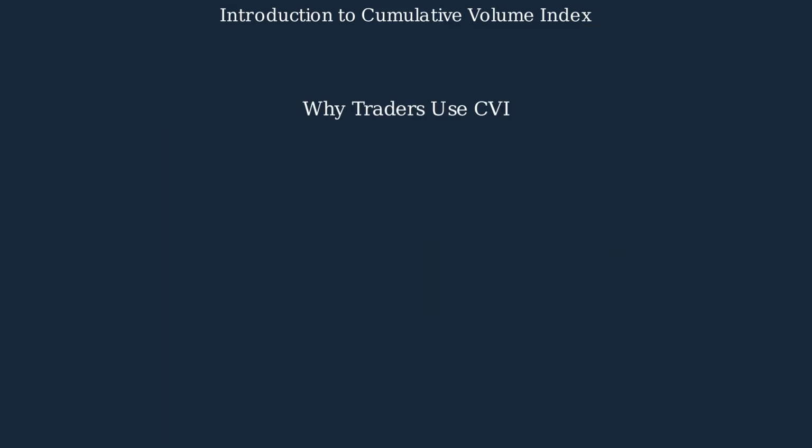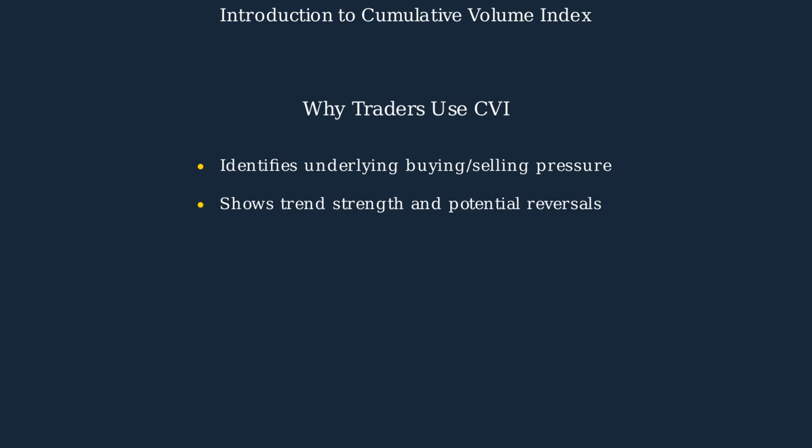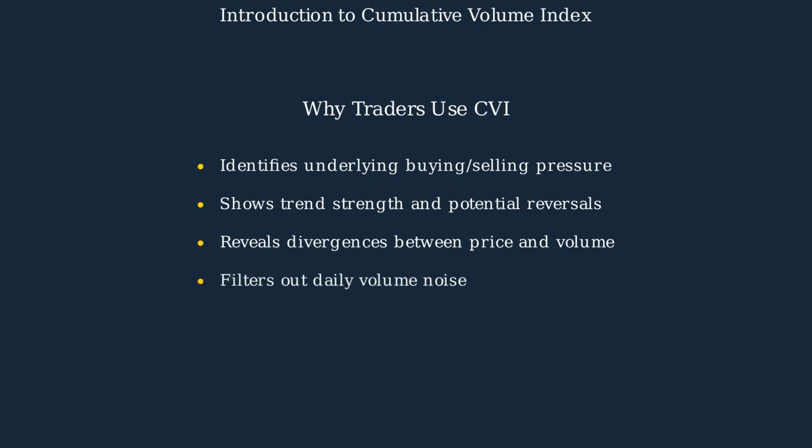Now let's look at why traders use CVI as part of their technical analysis toolkit. CVI helps identify underlying buying and selling pressure that might not be immediately apparent in the price action. It can show trend strength and potential market reversals by tracking the accumulation of volume over time. Traders look for divergences between CVI and price, which often signal important market turning points. Finally, CVI helps filter out daily volume noise by focusing on the bigger picture of volume flow.